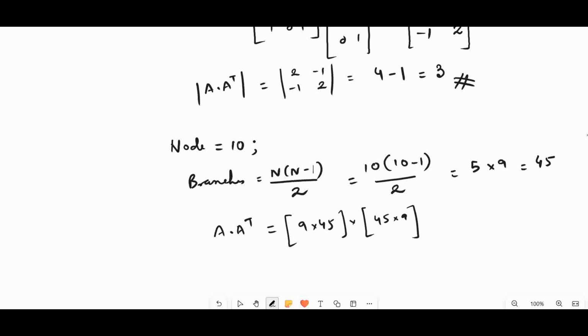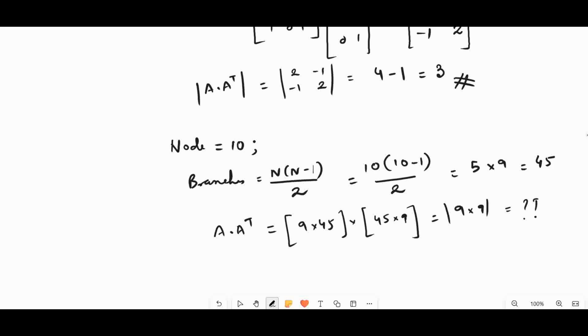So this will be the dimension of the matrix, right? After cancellation we will have a matrix of 9 cross 9. So we have to determine the determinant of a 9 cross 9 matrix. It will be very difficult to calculate, or we cannot do this calculation without a computer, right? So how do we handle this type of numerical problem?